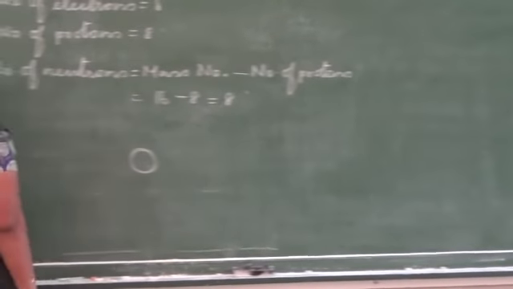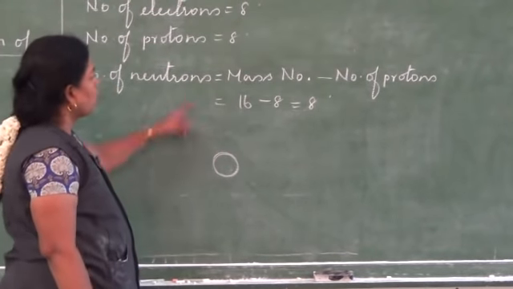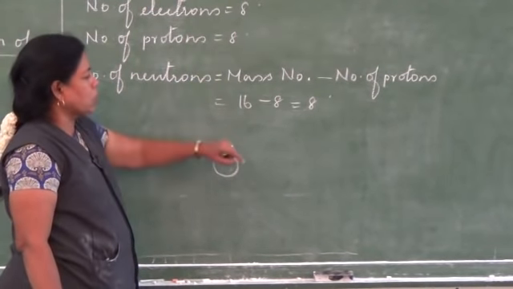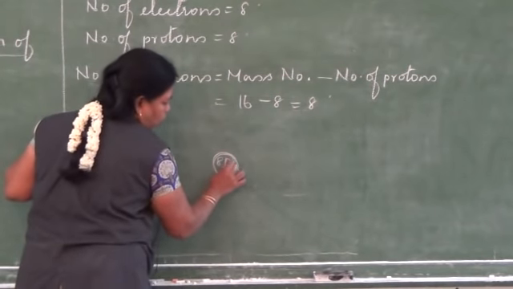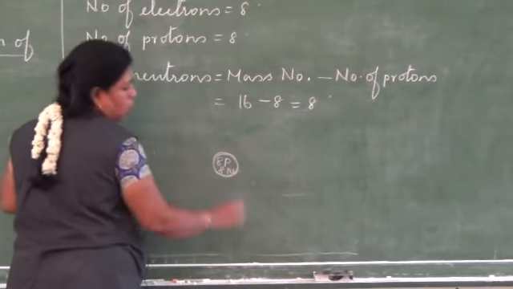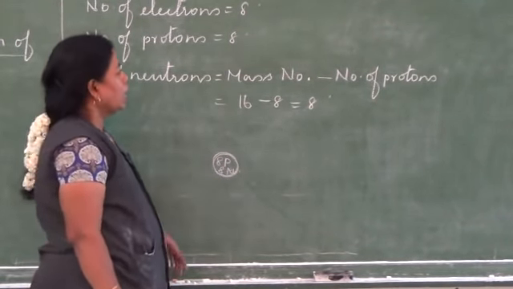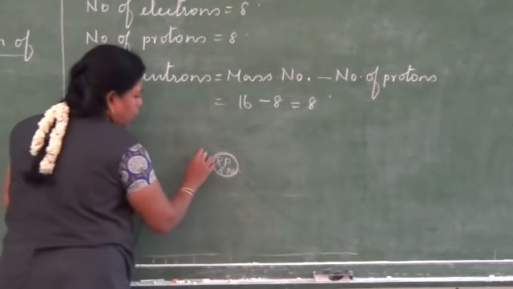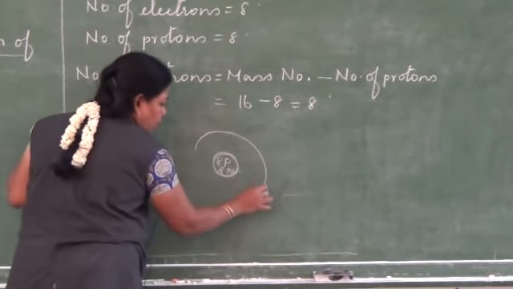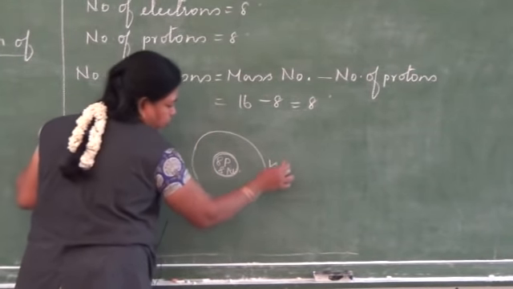What are the particles present in the nucleus? Yes, proton and neutron. How many protons are there? 8 protons. How many neutrons are there? 8 neutrons. Therefore, 8 protons and 8 neutrons will be occupying the center part of the atom, that is the nucleus. And how many electrons are there? 8 electrons. First we will draw the first orbit, that is the K orbit.